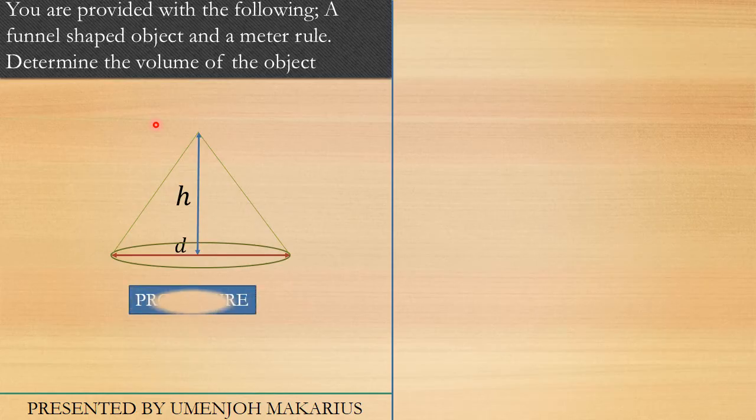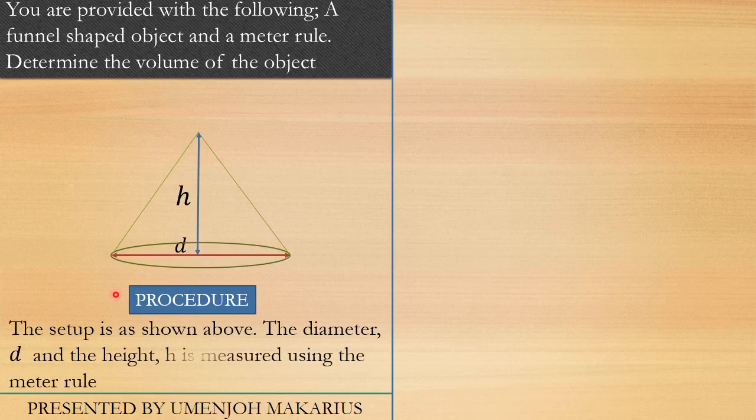So let's go now to our procedure friends. We'll tell them that the setup is as shown above. The diameter D and the height h are measured using the metal rule. Good. So here it was supposed to be "are", not "is". Great. So friends, that's all about the procedure. Very short, brief, and easy to understand.